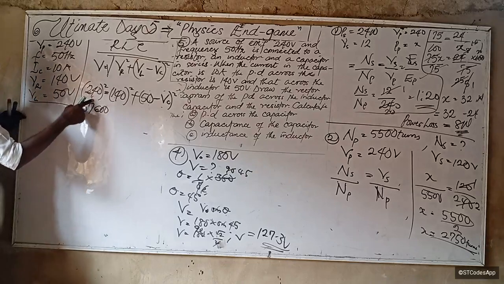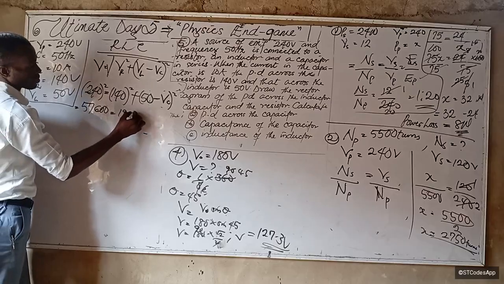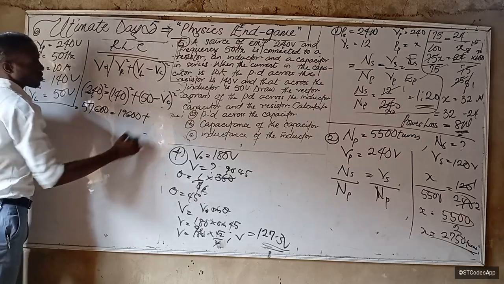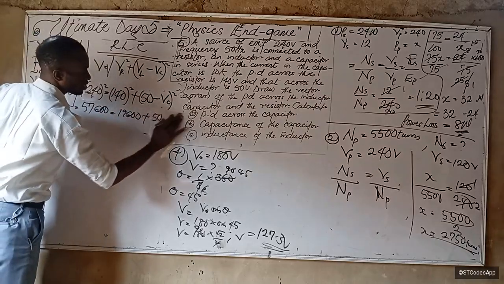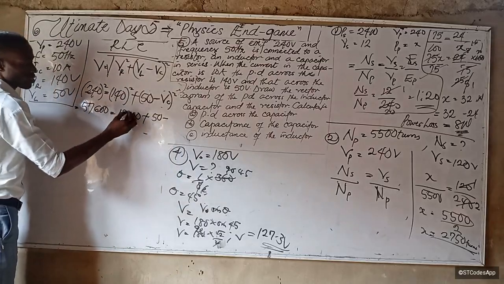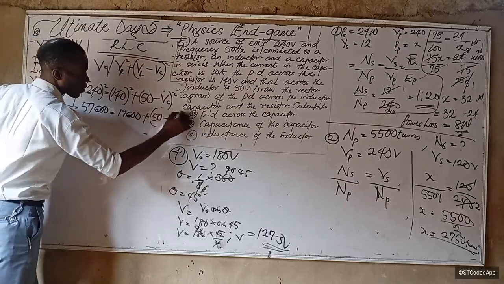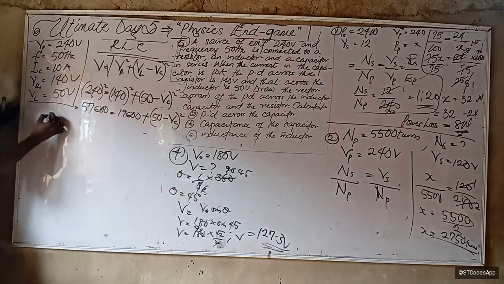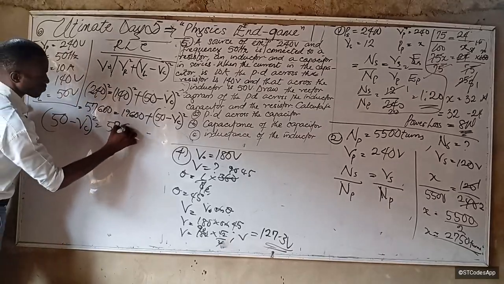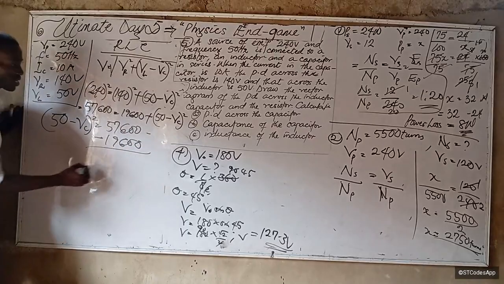240 times 240 is equal to 14 times 14, 196, plus we now have 50 minus 198. 50 minus V sub C all squared. This guy goes here. So we have 50 minus V sub C all squared is equal to 57,600 minus 19,600.